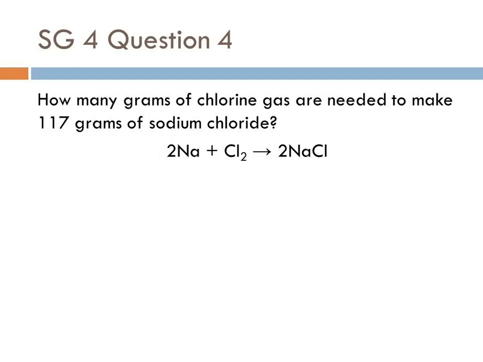Well, let's find chlorine gas in this equation. It's Cl2, question mark, grams. How many grams? That's what we're looking for. Needed to make 117 grams of sodium chloride. Sodium chloride is the NaCl, and 117 grams. So this question is saying we want to end up with 117 grams of sodium chloride. How much chlorine do we need to start with in order to make that much sodium chloride?